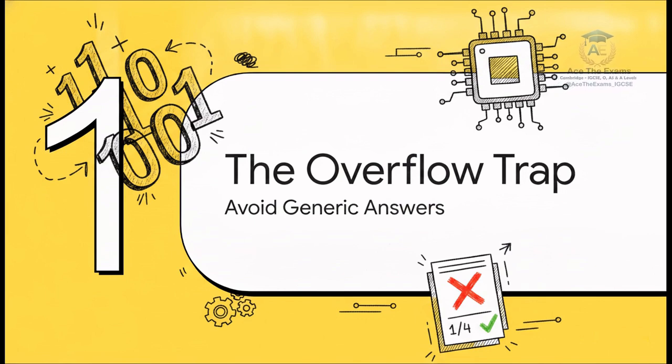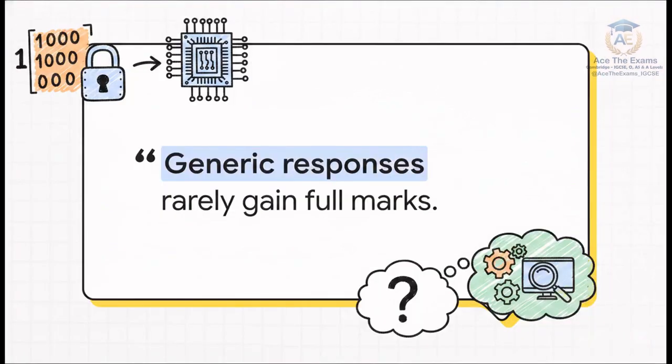This is where we see exactly why simply knowing the math isn't enough to survive the examiner's red pen. I want to validate a struggle so many of you face right now. You sit in the exam hall, you do the binary math perfectly, you successfully calculate the overflow, you write it down, and you still only score one single mark out of a possible 4 or 5. Why does this happen? Because of this direct, recurring warning from principal examiners: generic responses rarely gain full marks.